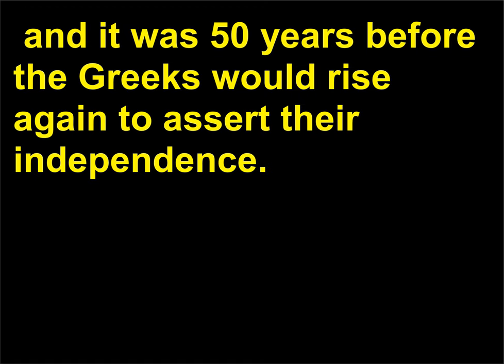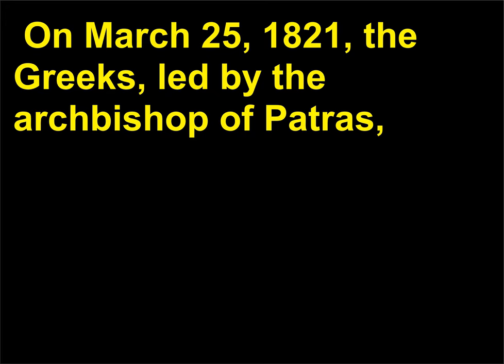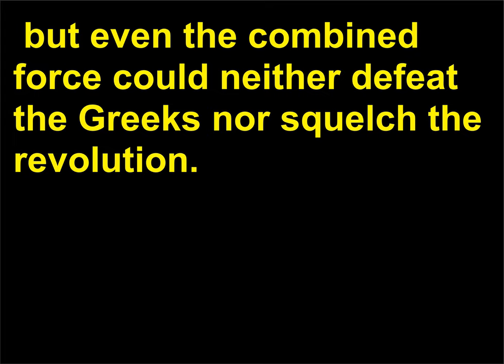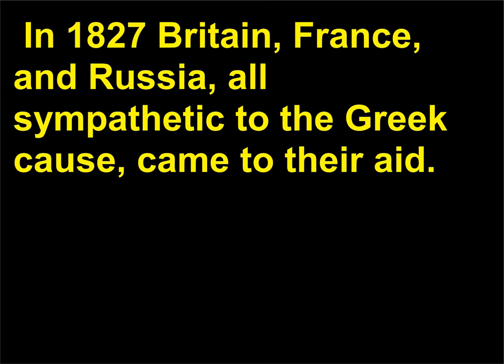On March 25, 1821, the Greeks, led by the Archbishop of Patras, proclaimed a war of independence against the Turks. Soon, Egypt had thrown its military support behind the Turks. But even the combined force could neither defeat the Greeks nor squelch the revolution. In 1827, Britain, France, and Russia, all sympathetic to the Greek cause, came to their aid.